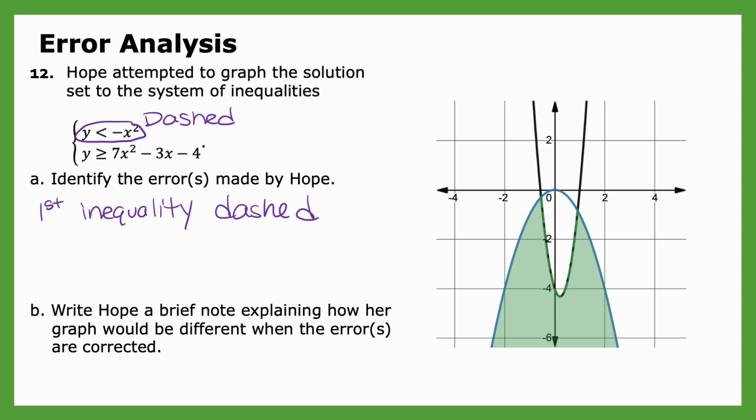Okay, for the black equation, it is greater than. So that should be above the black equation. It's currently below. So then we can also mention the shading on the second should be above.